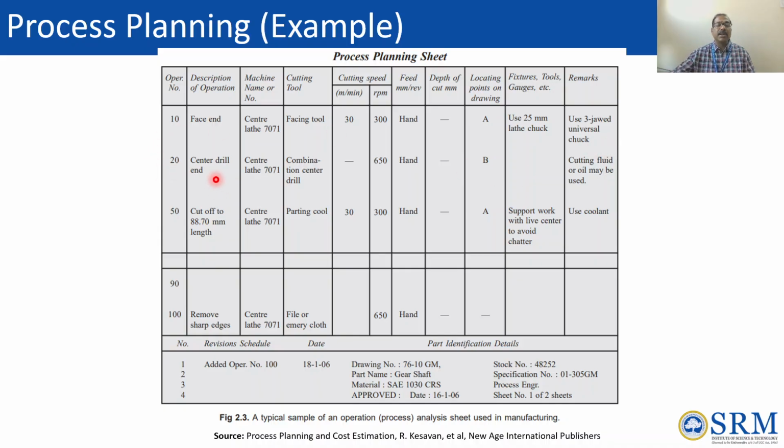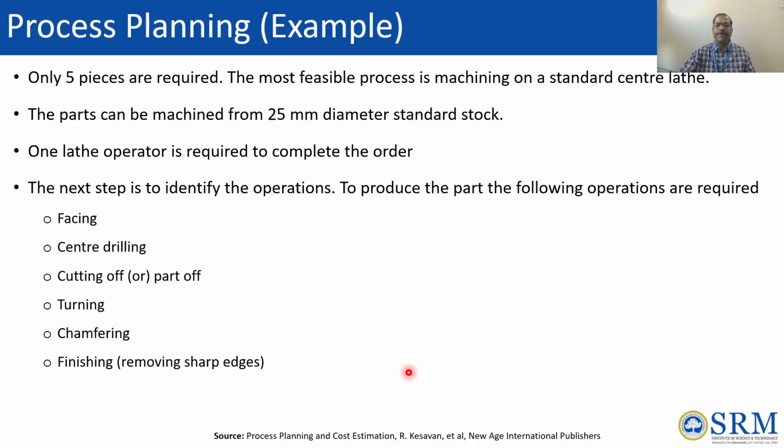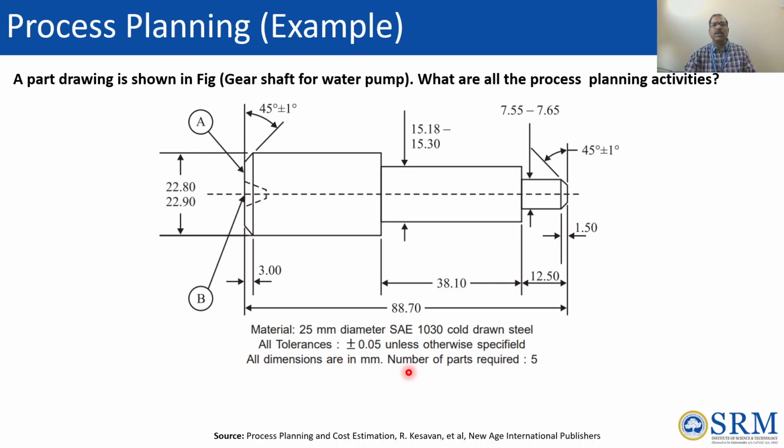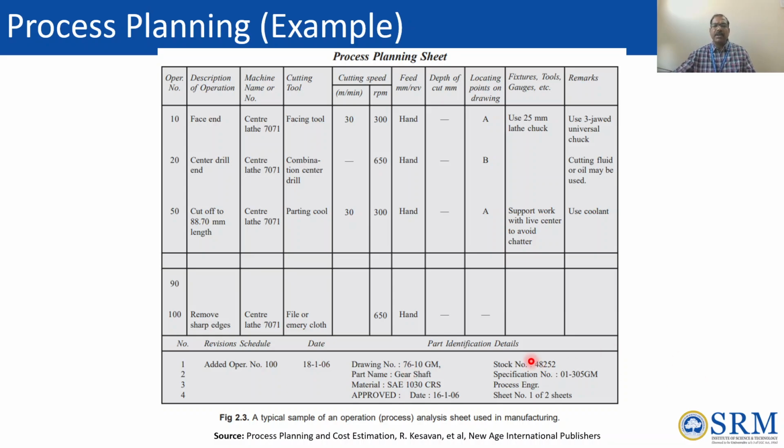Then we use a center drill. Again, the drill bit will be kept at the tailstock end, and we can do that. Then cut off and removal of sharp edges. All the operations need to be given as a sequence list. Then each and every part has a technical drawing, and this drawing has its own drawing number. That is given as 76-10 GM, and the part name is gear shaft.